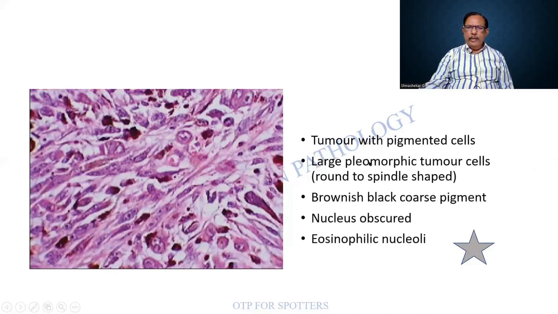So, tumor with pigmented cells, large pleomorphic tumor cells, which are round to spindle shaped, brownish, black, coarse pigment, and nucleus is obscured. In some cells, I can find eosinophilic nucleoli. So, the diagnosis is malignant melanoma. You may or may not see the epidermis in the field that is focused.